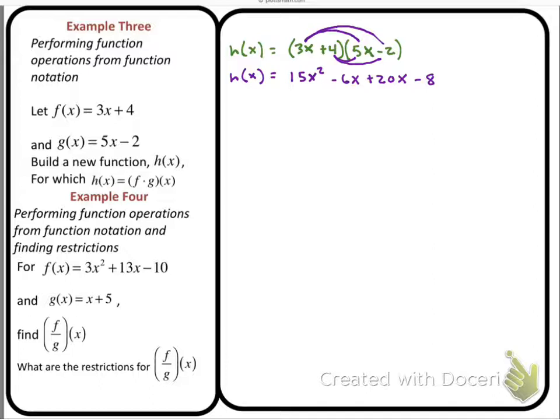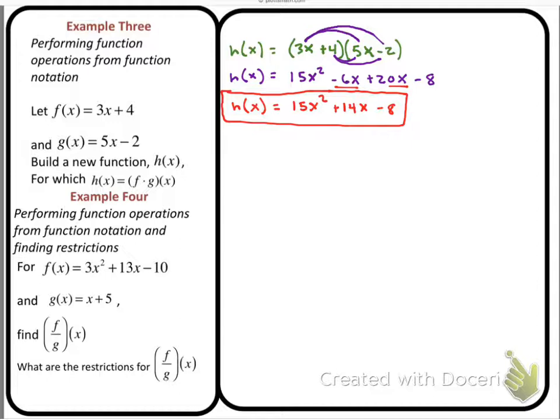Okay. We want to see if we have any like terms. So we don't have any for the 15x squared, but we do have these two here. Negative 6x plus 20x, that gives us 14x, and then minus 8. And that's our fully simplified answer here for f of x times g of x.